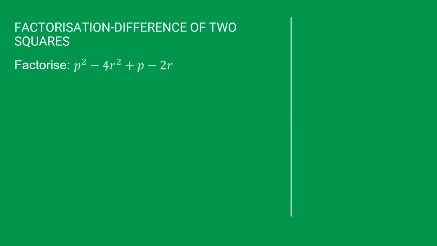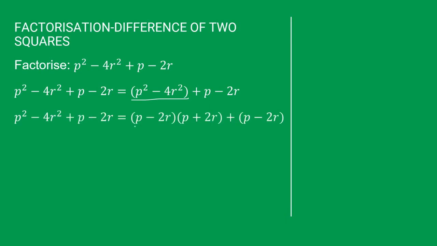Factorize p squared minus 4r squared plus p minus 2r. Right, the first two terms can be factorized using difference of two squares. So what's the square root of p squared? P. What's the square root of 4r squared? It is 2r. So we're going to have our two brackets, p minus 2r, p plus 2r.